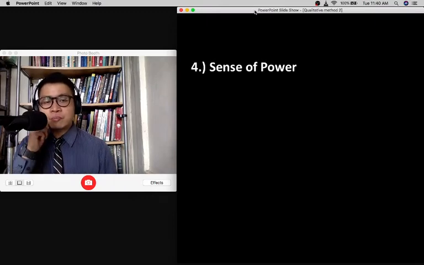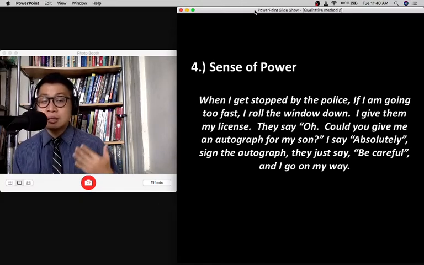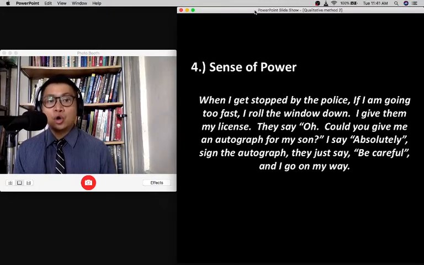One excerpt from their interview that shows this would be this one. Sabi nung isang sikat dito, "When I get stopped by the police, I am going too fast, I roll the window down." So, traffic violation ito, no? "I give them my license." Tapos, pag makita nung police yung lisensya at nakilala siya, na sikat na tao siya, they say, "Oh, could you give me an autograph for my son?" "I say, 'Absolutely.' Sign the autograph and just say, 'Be careful,' and I go on my way."